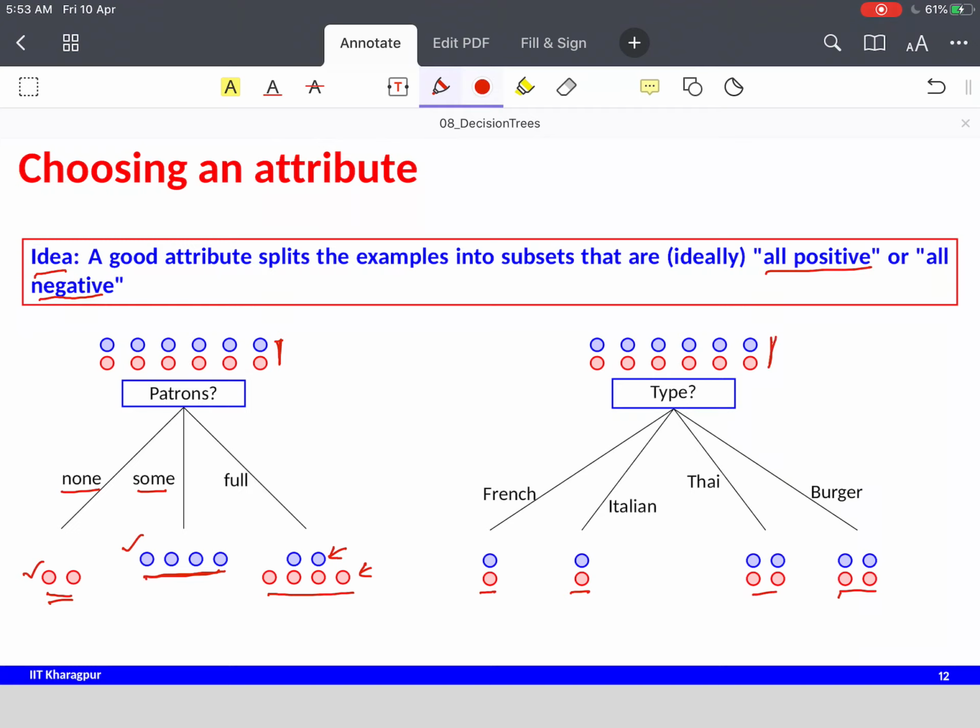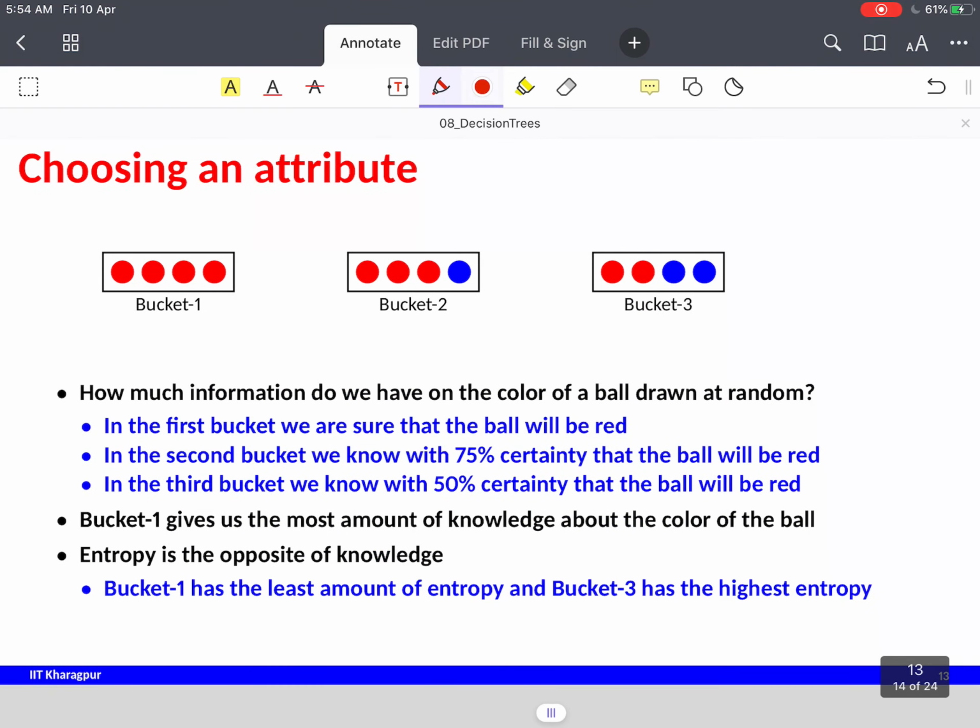But if we select to split the examples based on the type, then we are unable to say directly whether the examples fall into the yes category or the no category, because we need to explore some other attributes. If I have these observations, then we cannot actually specify whether my outcome will be yes or no. But in this scenario, when I have patrons, at least for some examples, I can readily conclude what my outcome will be. So definitely patrons is the best attribute to choose in this example.